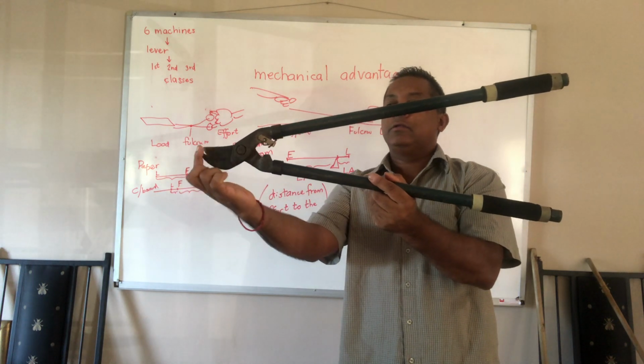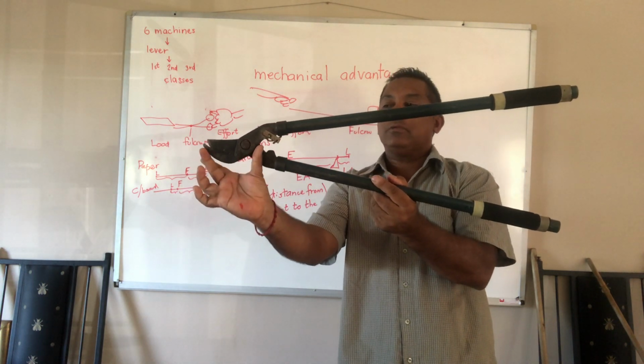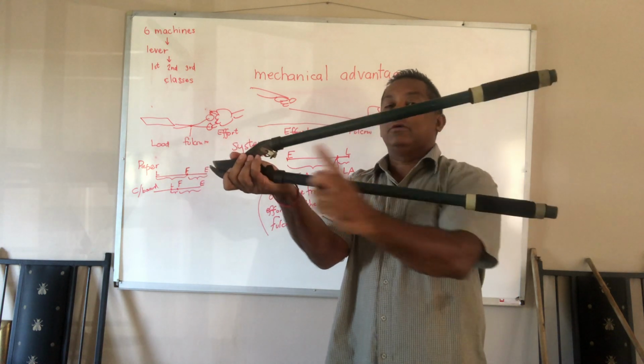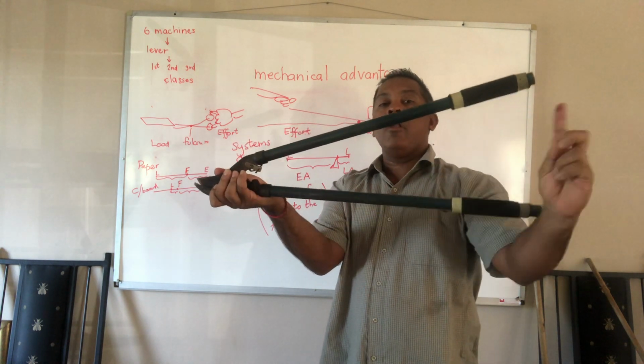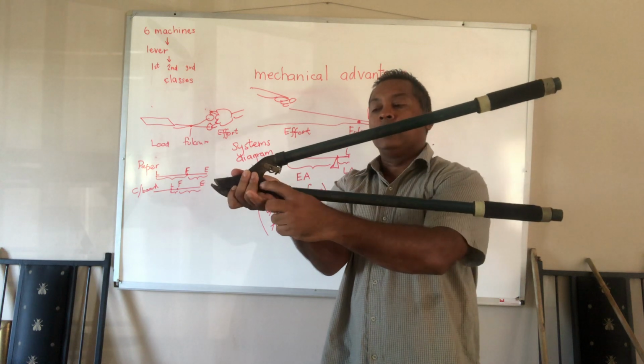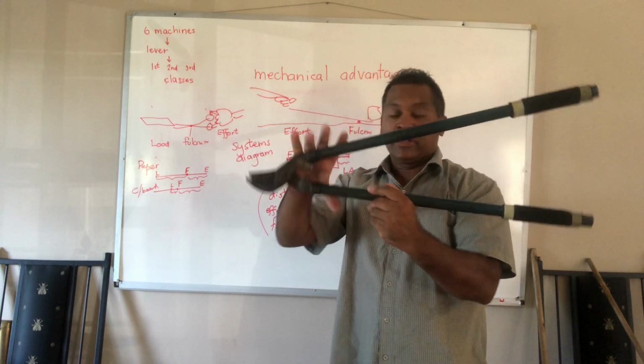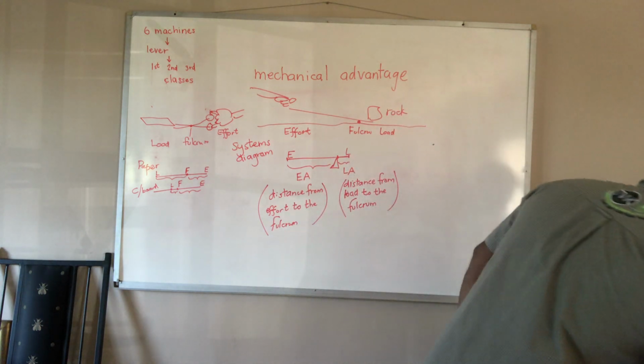This is the load arm. Look how small it is. This is the effort arm. Look how long the effort arm is. Just remember those things. So let's move on.